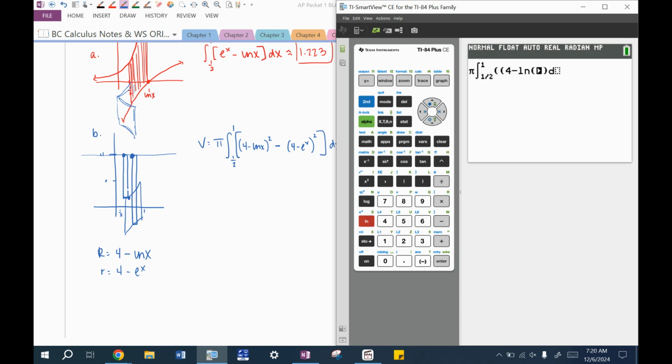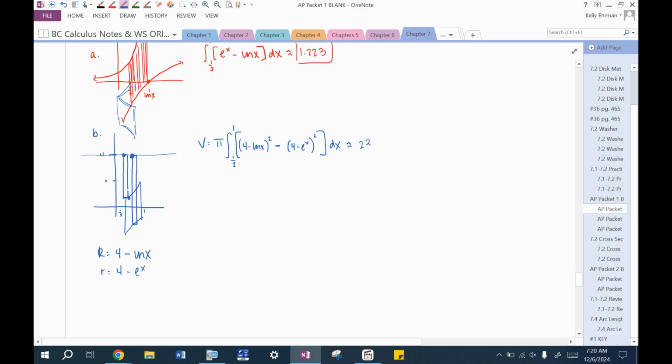Parentheses 4 minus ln x squared. Hold on. Parentheses squared. I don't want to use y1 and y2 because this is technically y2, this one's y1. These are easy enough just to type in. So I only usually use y1 and y2 when the expressions are more complicated. So minus parentheses 4 minus e to the x parentheses squared dx. 23.609 is our approximation for that volume.